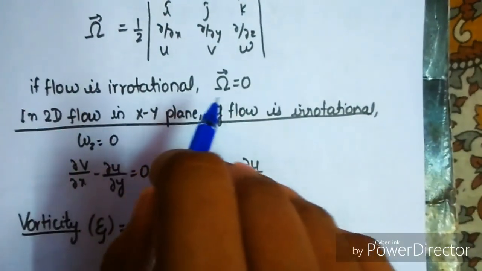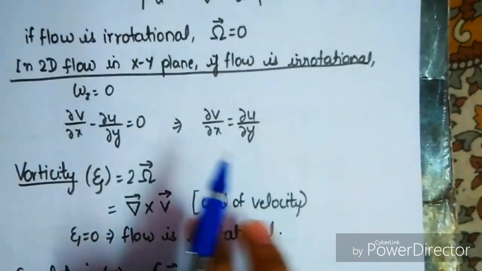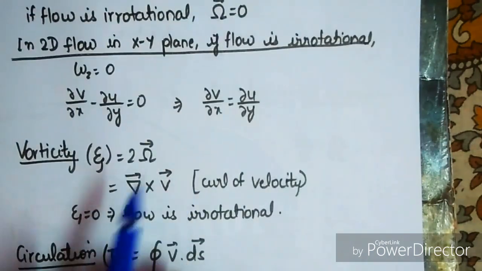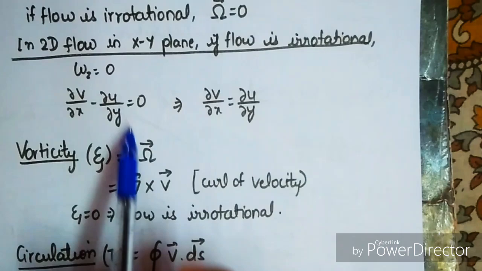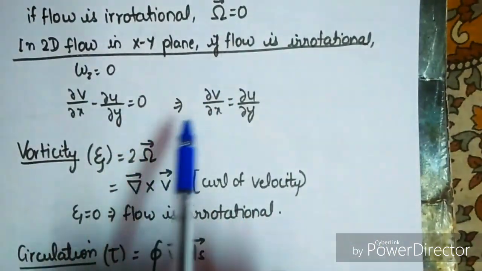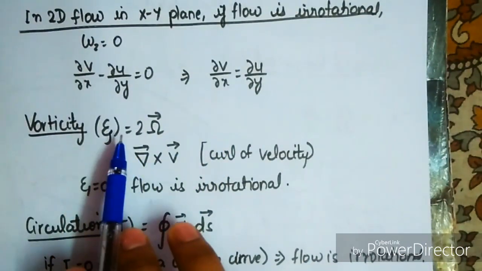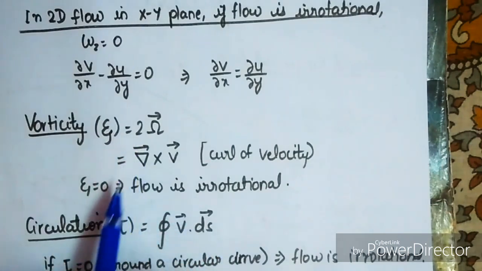If the flow is irrotational, then the angular velocity equals 0. In 2D flow, in the xy plane, if the flow is irrotational, then omega z equals 0. And we can write it down like this also: del v by del x minus del u by del y equals 0. Then del v by del x equals del u by del y. Now the vorticity is 2 times omega, that is, 2 times the angular velocity.